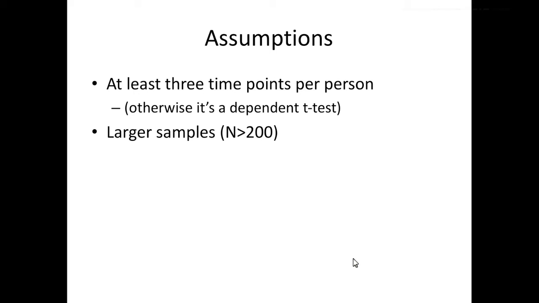You have to have at least 3 time points per person, otherwise it's just a dependent t-test, so don't do this really complicated design. And you do need very large samples, so that's one restriction, at least compared with multi-level models, where you don't. That's one good thing about them.